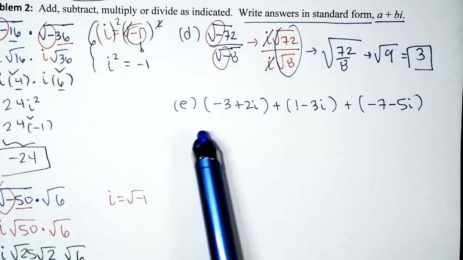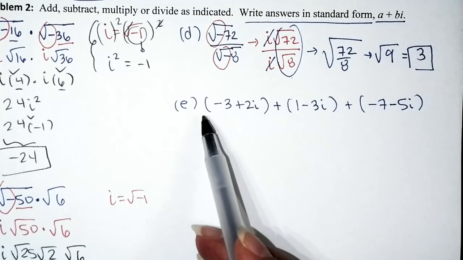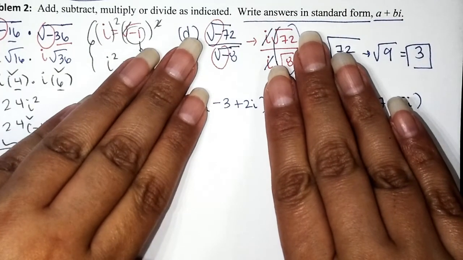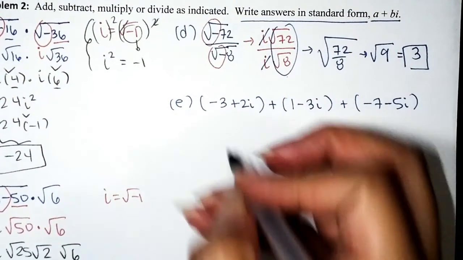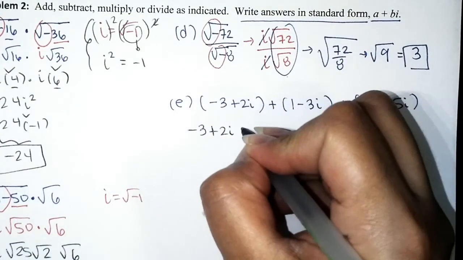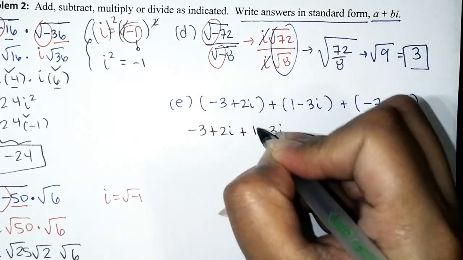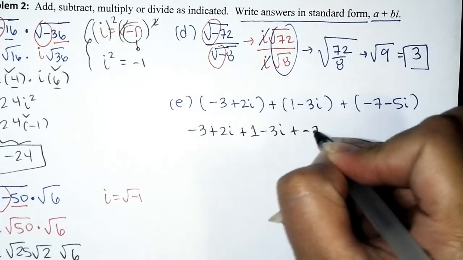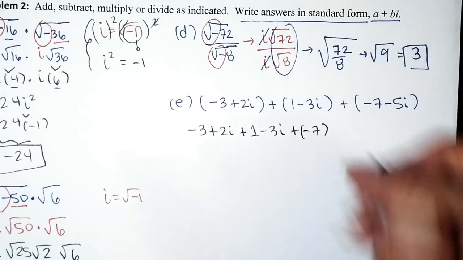We're going to rewrite this without those parentheses, okay? So like this first complex number, there's nothing to distribute. The parentheses are there just to let you know that these two go together. That's our first complex number, that's our second complex number, and that's our third complex number. So we have negative 3 plus 2i, and then we're going to add to it the second complex number. Again, there's nothing to distribute, so let's bring down the terms as is, and then we're going to add to it our third complex number, which is negative 7 minus 5i. I'm going to wrap this up because this plus negative action doesn't really work for me.